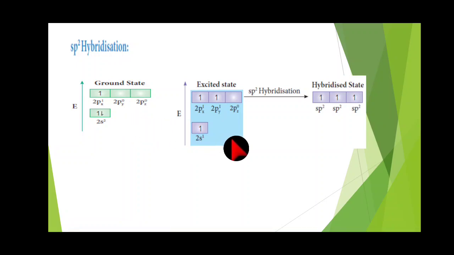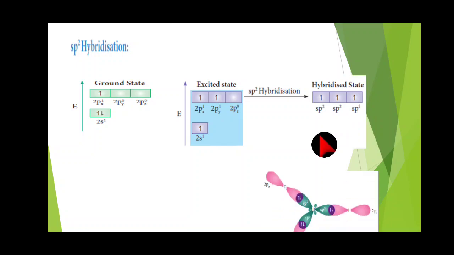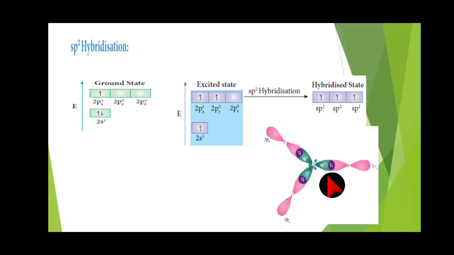Now the boron is ready to react with the fluorine. So what is the condition? One electron goes to the 2py orbital. So now we can get three unpaired electrons, one s electron and two p electrons. So sp2 hybridization, one s orbital, two p orbitals involved in bonding. Totally three unpaired electrons involved in bonding. That's why we can get it.